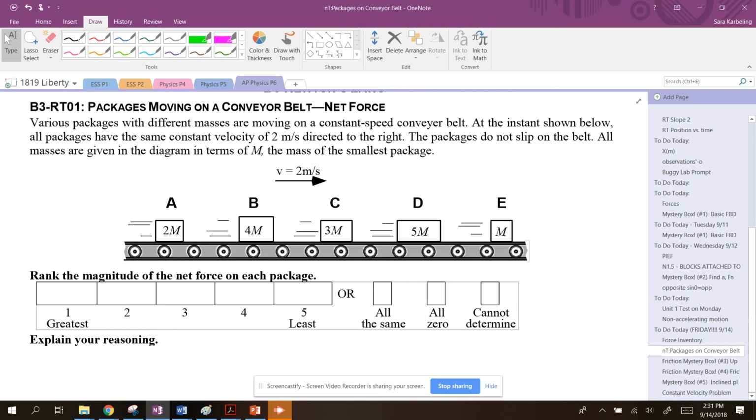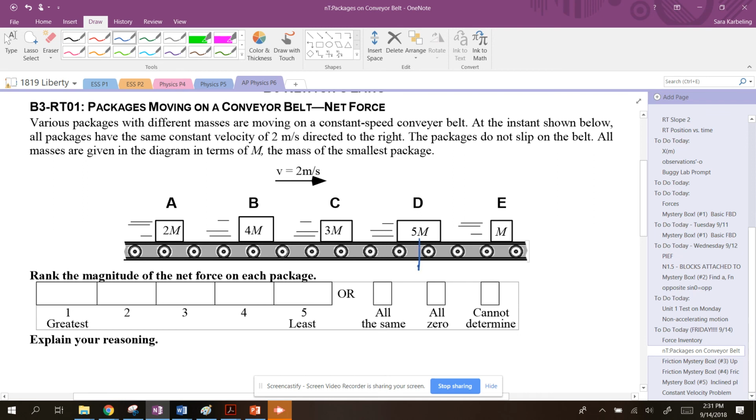Gunnar, what were you going to say? They're all zero because they're at constant speed. Okay. So tell me more about what you're saying. Well, because they have a constant velocity, the net force would be zero because all the forces would be canceled out. So if we're going to draw the free body diagram for block D or box D, what's the free body diagram going to look like?